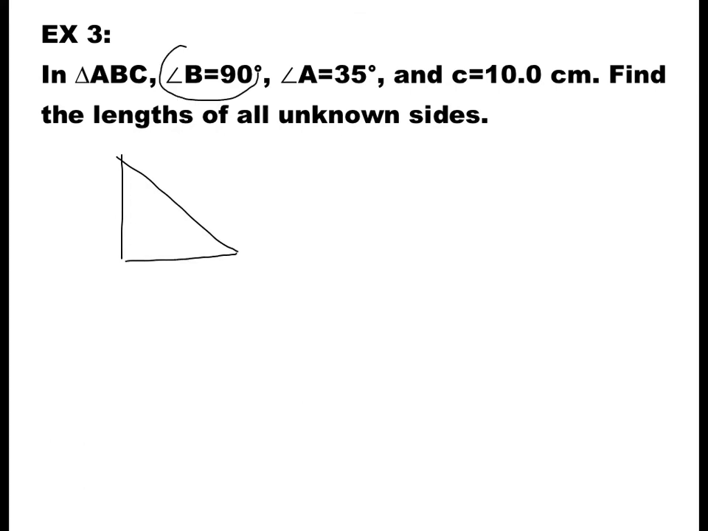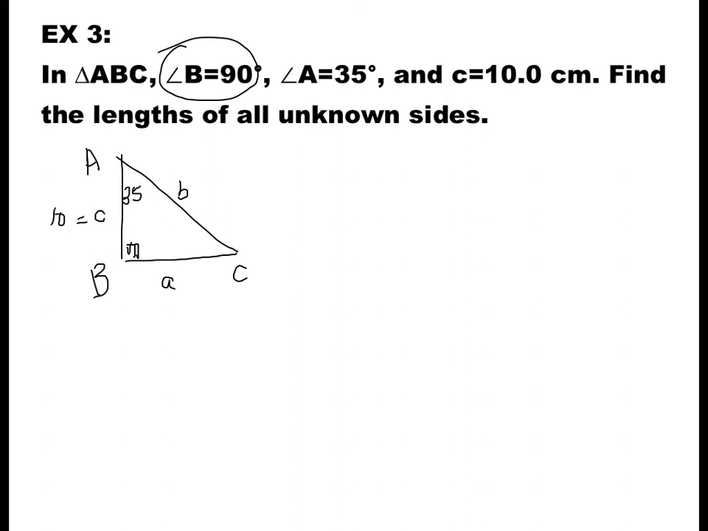But since angle B is 90, I know that this angle, which is 90, has to be called B. Now, I call this one angle A. I call this one angle C. Now, by convention, the side in front of angle A is called lowercase a, in front of C is called lowercase c, and in front of B is called lowercase b. Now, based on the problem, angle A is 35 degrees, so this angle is 35, and side c, which is this side, is 10 centimeters.